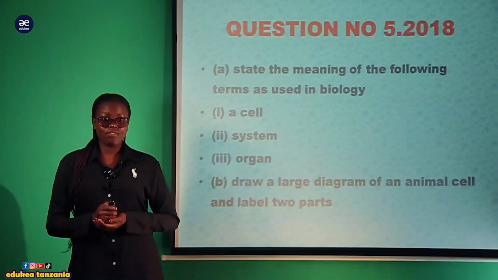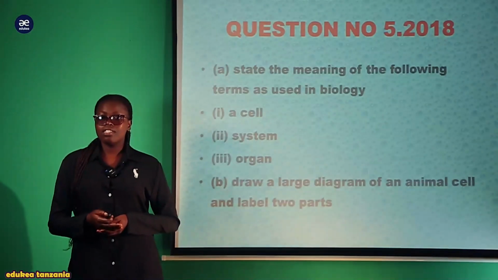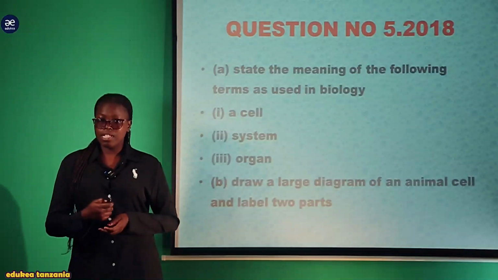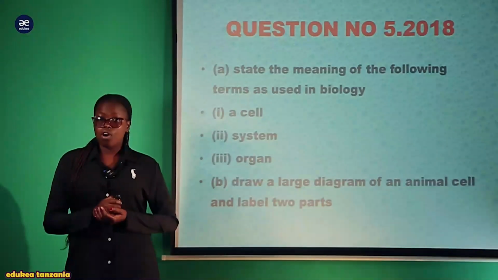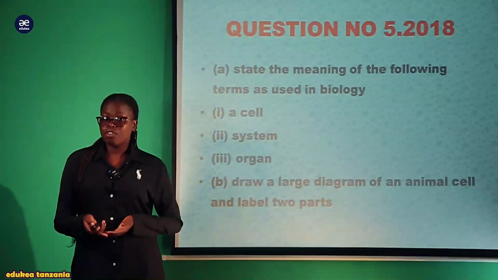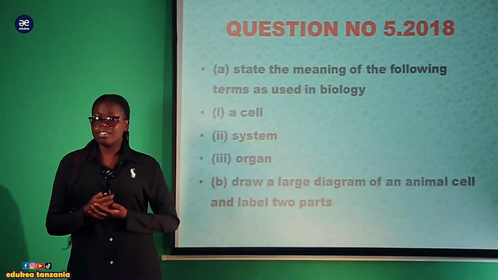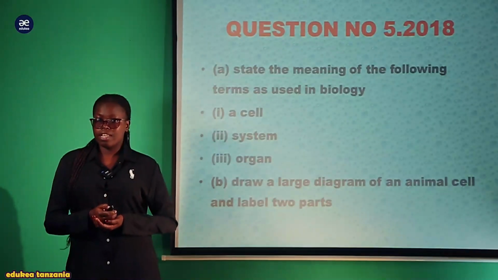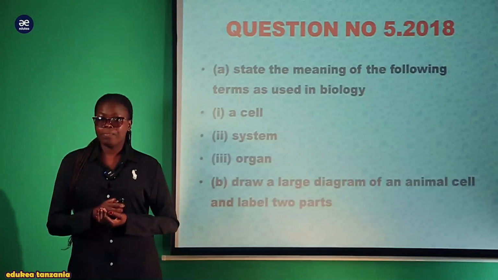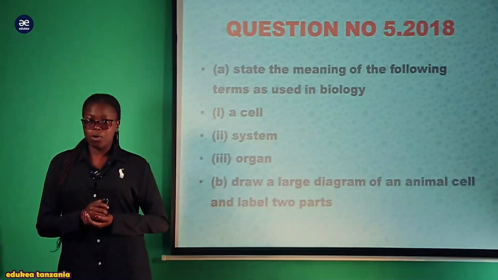So, starting with the first one, the cell. The cell is a basic and functional structure of life. Meaning that no life, no cell, or no living organism. So all living organisms are made up of cells. So the cell is a basic unit of life. This is the meaning of the cell as used in biology.